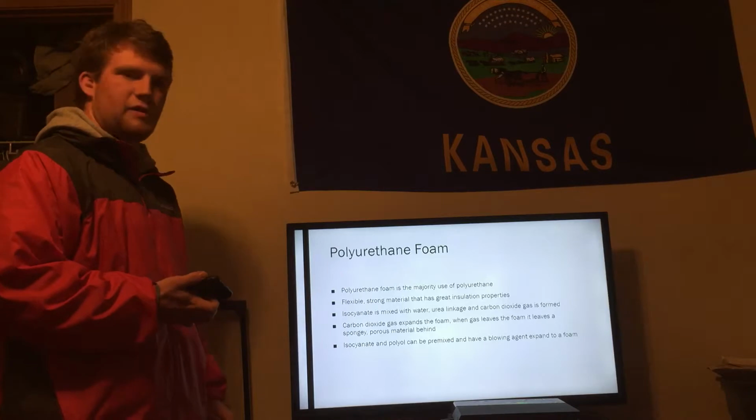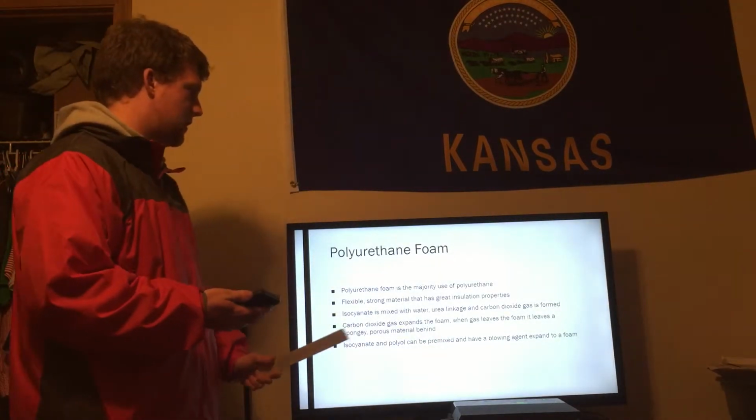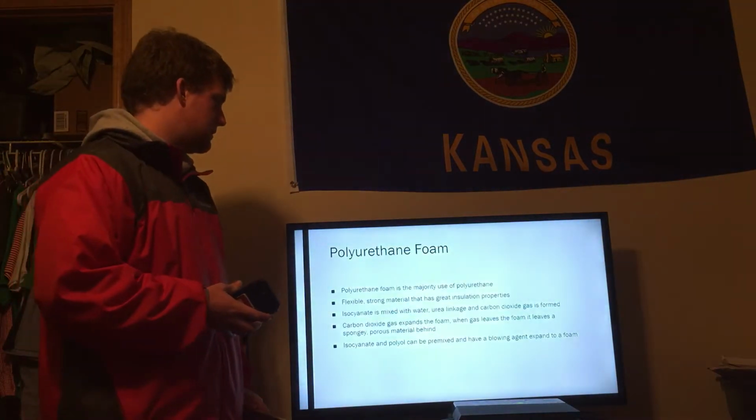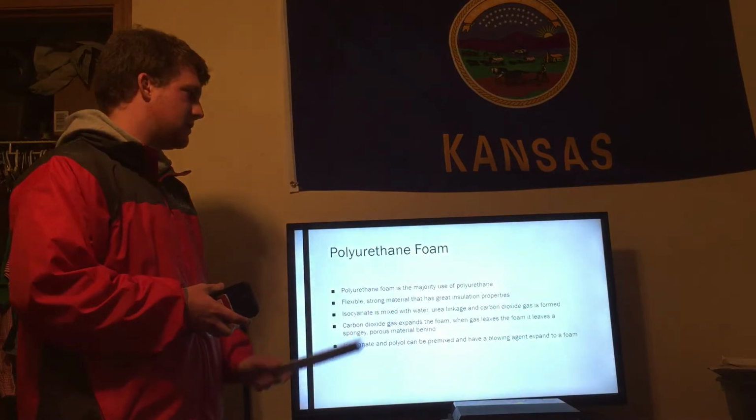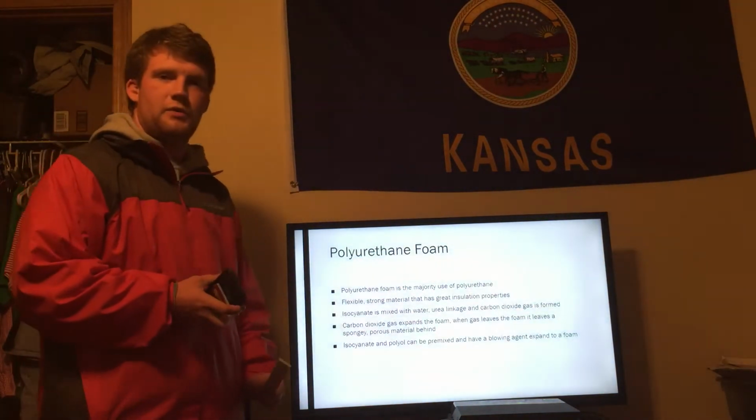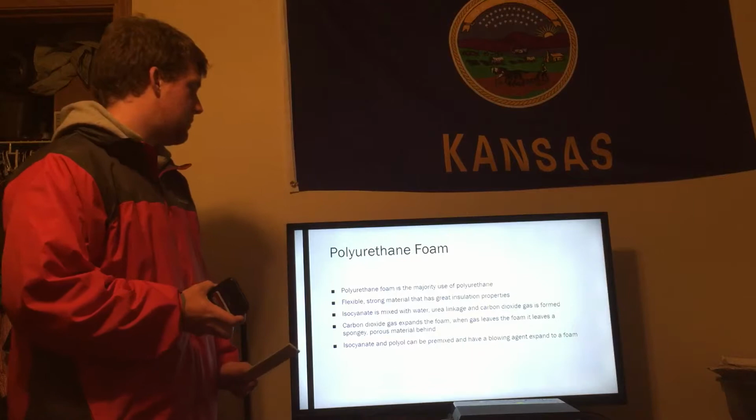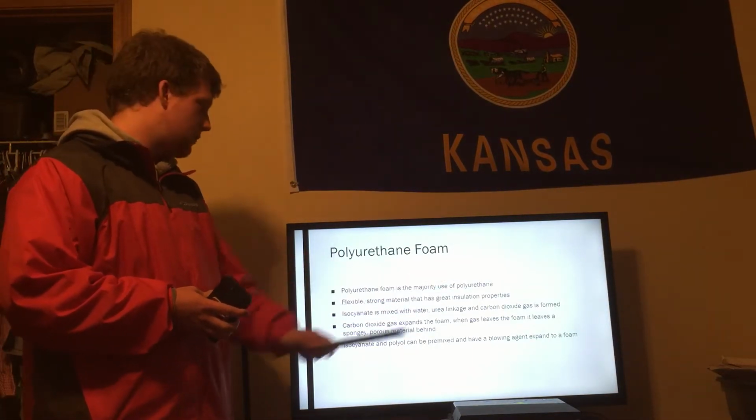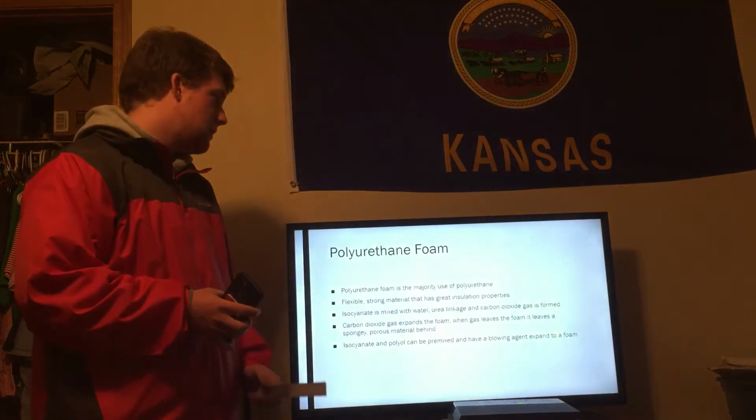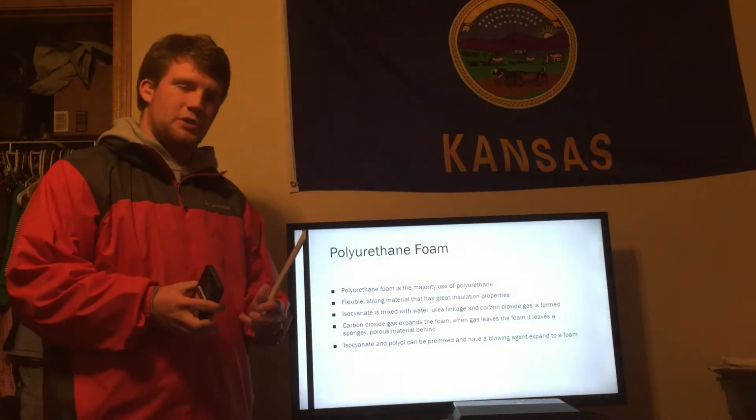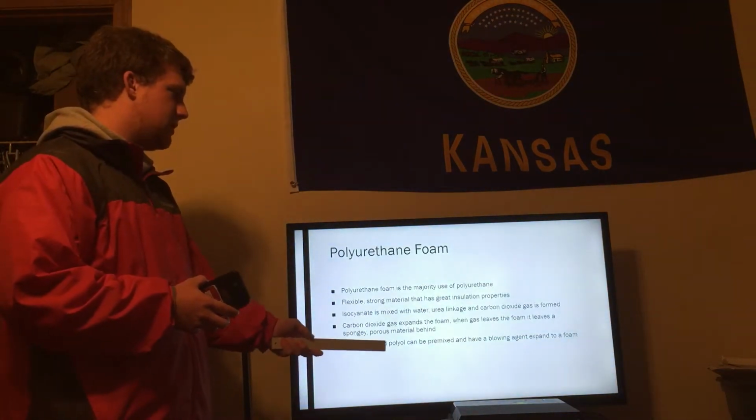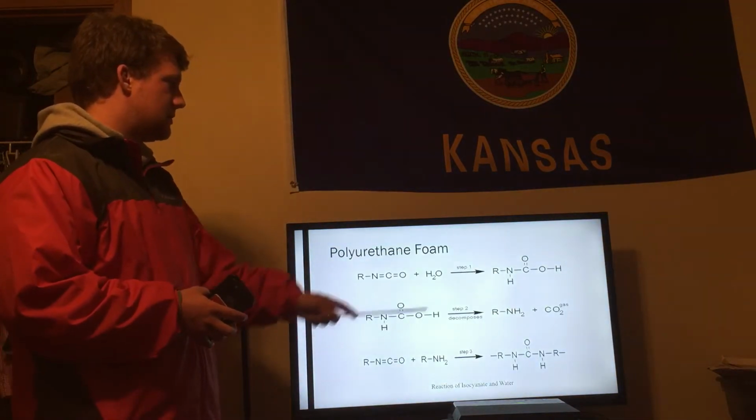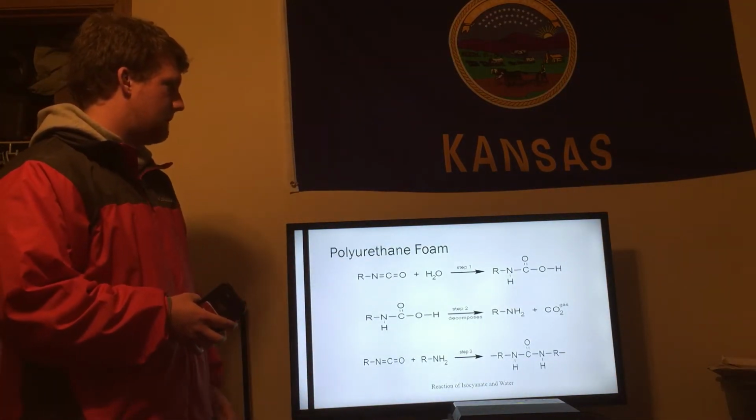Polyurethane foam. Polyurethane foam, like I said earlier in the presentation, was discovered in the 1940s. It is the majority use of polyurethane in today's applications. It is a very flexible, strong material that has great insulation properties. It is also very flame resistant and highly abrasion and impact resistant. When isocyanate is mixed with water, urea linkages and carbon dioxide gas are formed. Carbon dioxide gas expands the foam. When gas leaves the foam, it leaves a spongy, porous material behind. Isocyanate and polyol can also be premixed and have a blowing agent expand the foam. Here is the reaction of isocyanate and water.